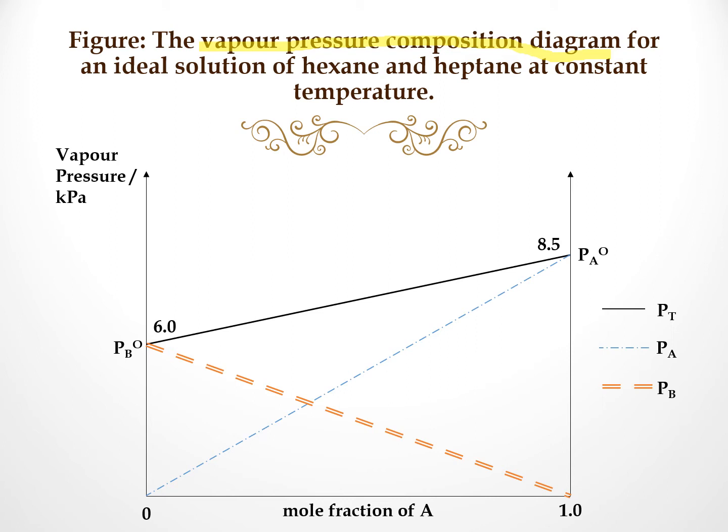So the y-axis is the vapor pressure, the x-axis is the mole fraction of A. So we need to draw three lines. The first line is the red color line, which is the total pressure of the two liquids. And the second line is the blue color line, which is the vapor pressure of the liquid A. Then the third line is the vapor pressure of B.